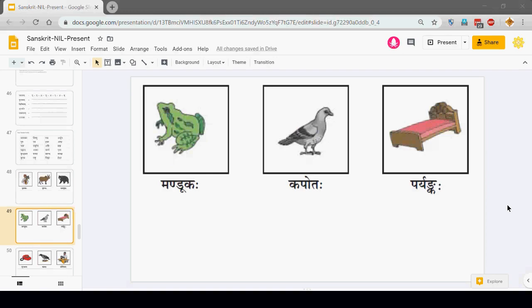Okay. Next one. Mandukaha. Manduka means frog. Kapotaha. Kapotaha. Pigeon. Next. Paryankaha. Paryankaha. Bed again.